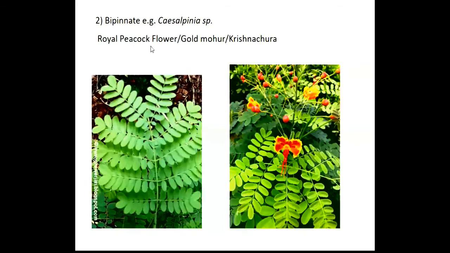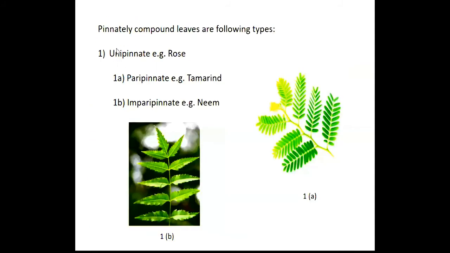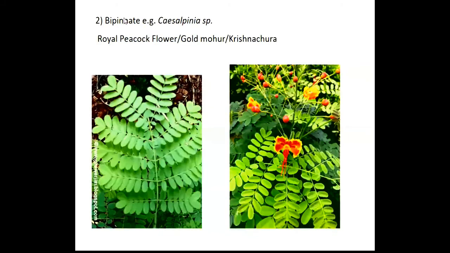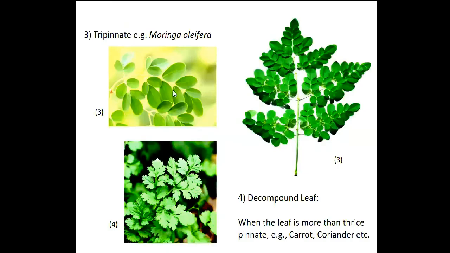And in bipinnate, uni means 1, bi means 2. Very simple. So the pinnation will occur twice. How is that? And what happens in case of tripinnate? Tri means 3. The pinnation will occur three times.